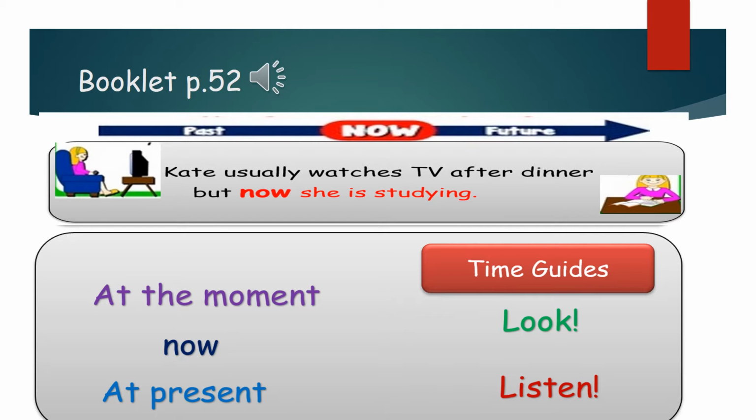Okay, let's read together. Cat usually watches TV after dinner, but now she's studying. Look at this. In the first sentence, cat usually watches TV after dinner. It's a habit, so it's present simple. But now she is studying. There is the present continuous tense. Look at this. We have at the moment, now, at present, look, listen. After that comes the present continuous tense.